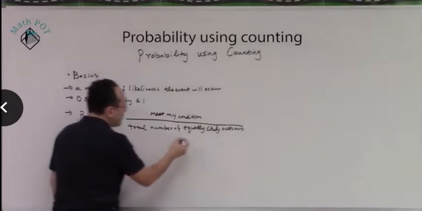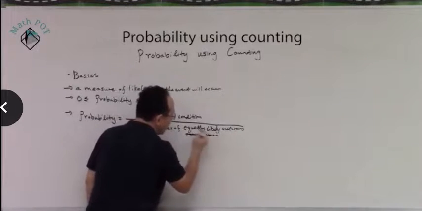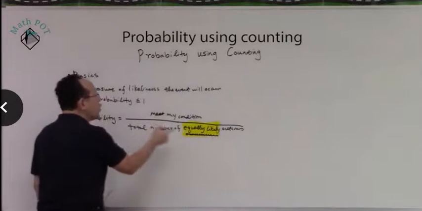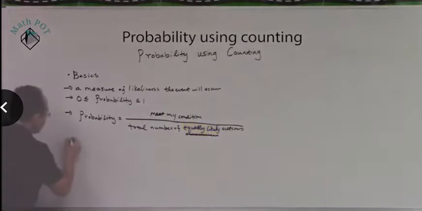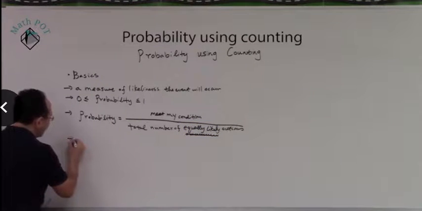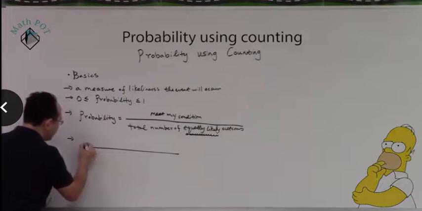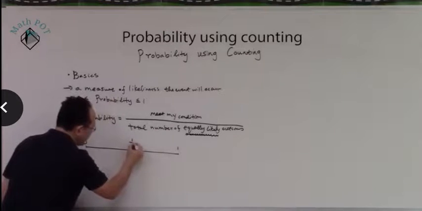I need everybody to pay attention to those two words, equally likely. These words could be so important. Later on I will give you one example to help you understand why. Now I'm going to put the probability on a line. This is 0, this is 1, and of course this is half.